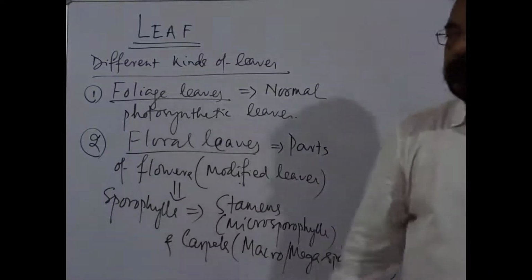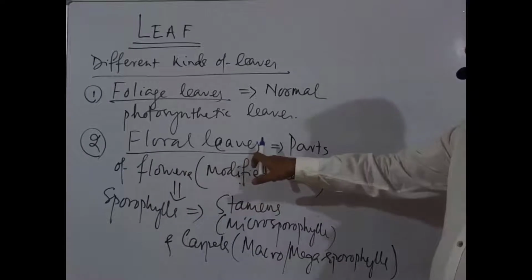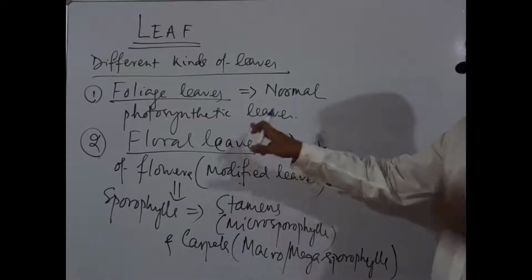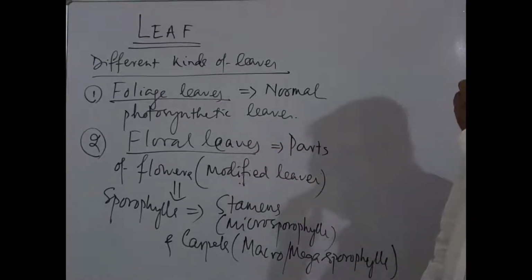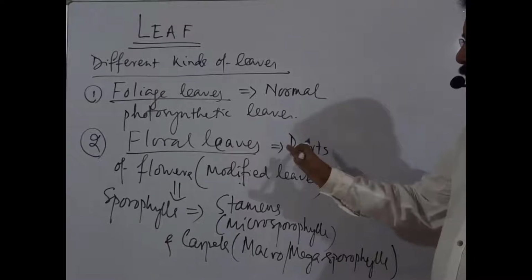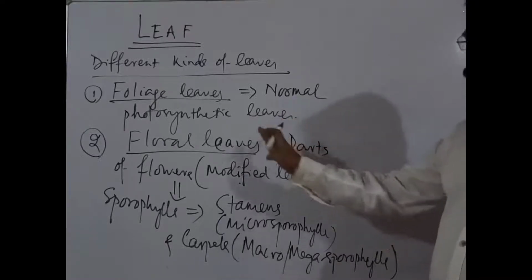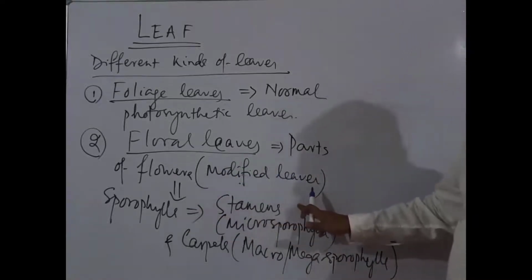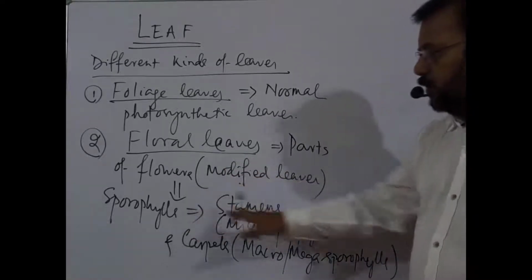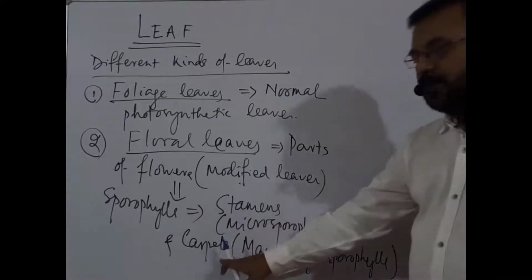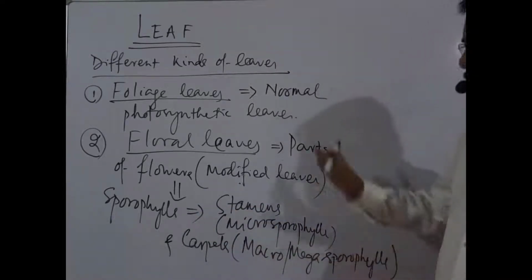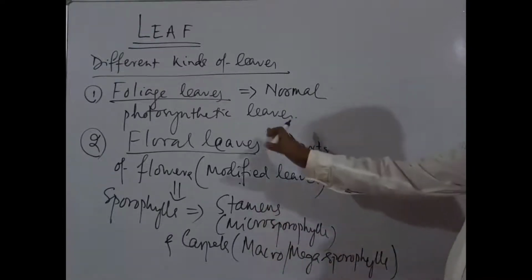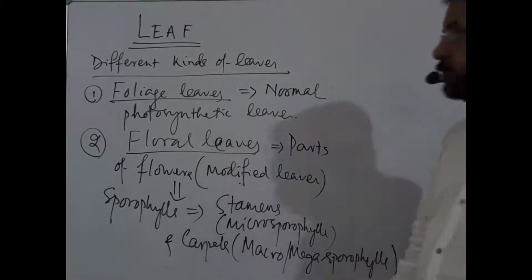So the floral leaves, sepals, petals, stamens and carpels, are all known as floral leaves. But among the four parts of the flower, two parts are called sporophylls. The male parts are the stamens, a kind of sporophyll known as microsporophylls, and the carpels are known as megasporophylls. They will give microspores and megaspores respectively. So floral leaves are also a kind of leaves.